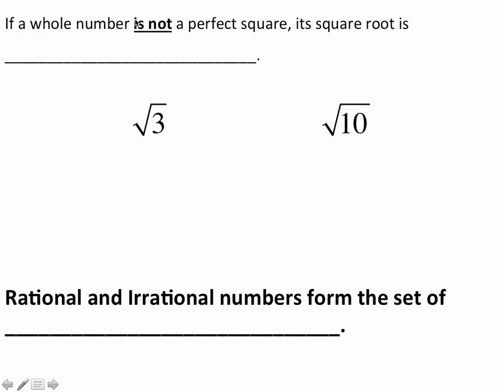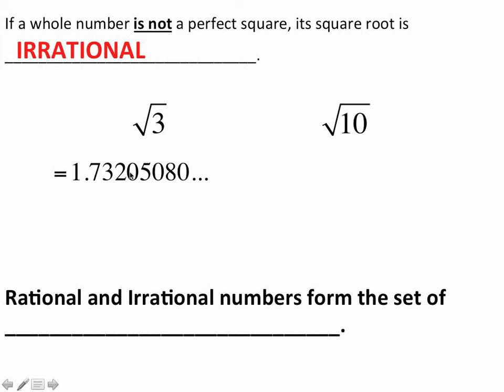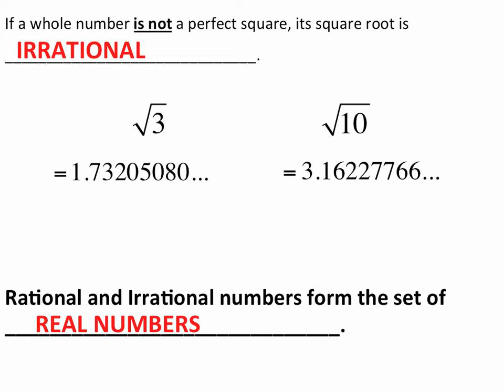If a whole number is not a perfect square, then its square root is going to be an irrational number. For instance, the square root of 3. If you use your calculator, or you try to think of the square root of 3, you're going to get a decimal that goes on forever and ever. If you do the square root of 10, what number times itself gets you 10? Well, you'd get a decimal that goes on forever. These are irrational numbers. No repeating or terminating decimals. And when I take all of these numbers, rational numbers and irrational numbers, they make up the big set called real numbers.